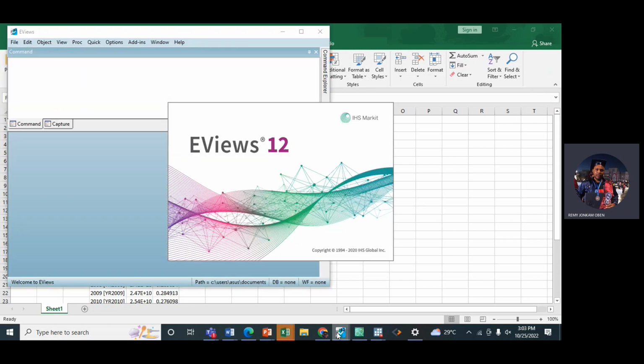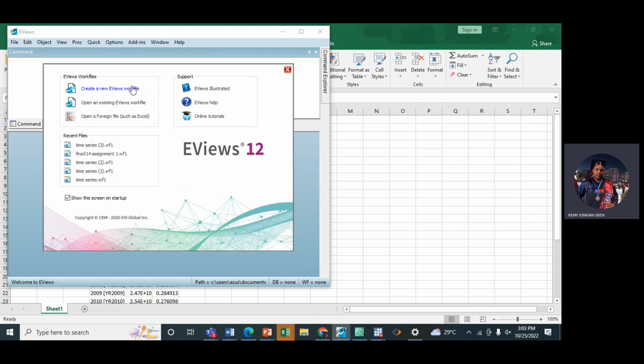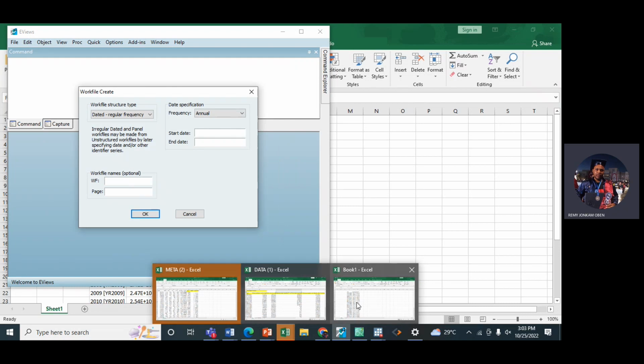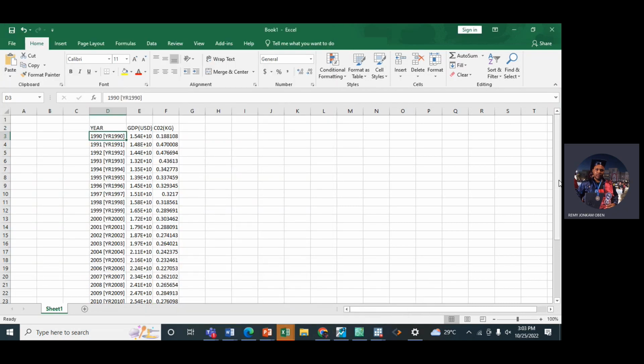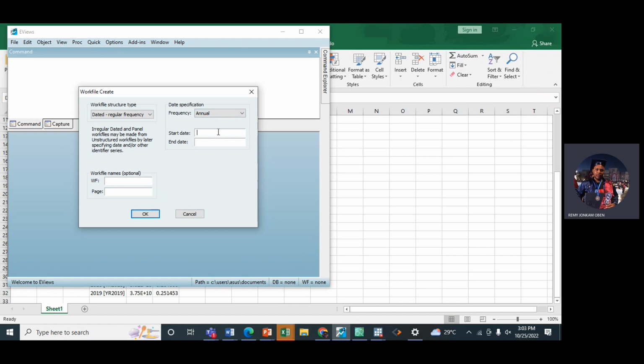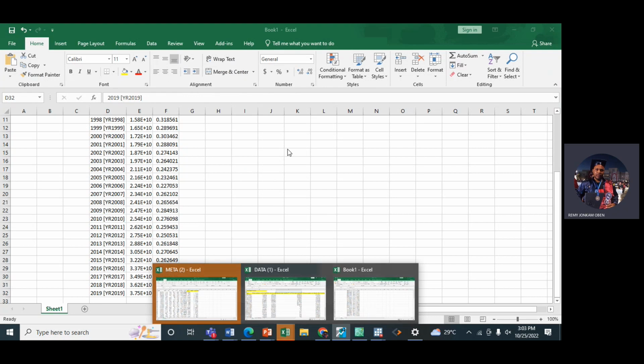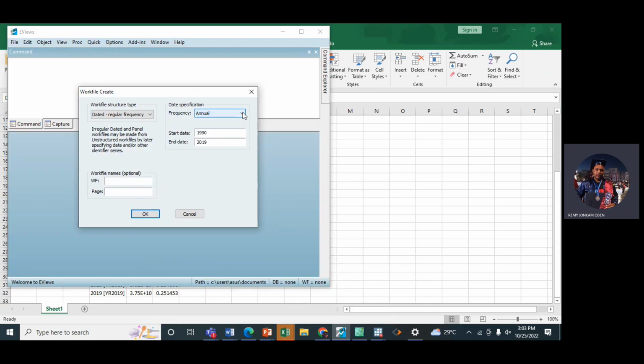That's EViews opening. Create new workfile. I need to check the dates. I'm checking from 1990 till 2019. So I go back to EViews. Start date is 1990. End date is 2019. If you check, it is annual data, that is every year. And since it is time series, we are using dated regular frequency.